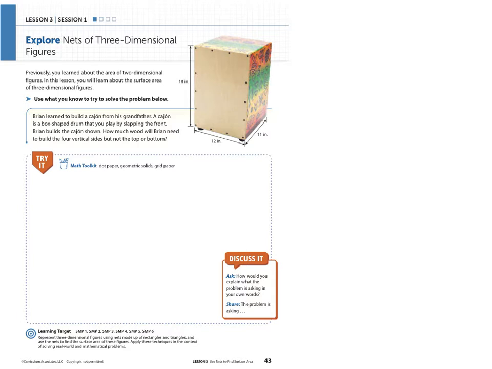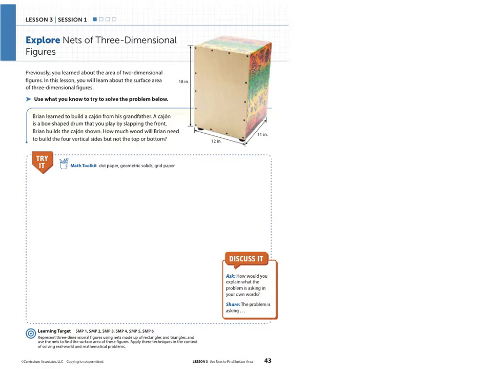So read with me, and then we can make sure you have a full understanding of what you're going to do. Previously, you learned about the area of two-dimensional figures. So we've done triangles and parallelograms. In this lesson, you will learn about the surface area of three-dimensional figures. So we're moving from flat figures to three-dimensional. Brian learned to build a cajon drum from his grandfather. A cajon is a box-shaped drum that you can play by slapping the front. Brian builds it as shown.